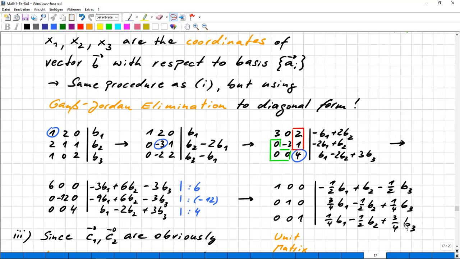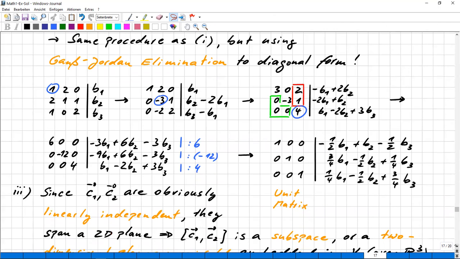This is what we get. By the way, I hope you understand what it means in the end. So now you can use this as a conversion or transformation scheme for any vector b. If you just fill in its Cartesian components here, its Cartesian coordinates, and then you get its representation with respect to basis A, whatever it's good for. And I mean, it's just training, okay?